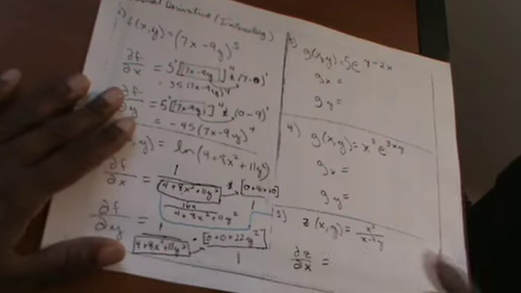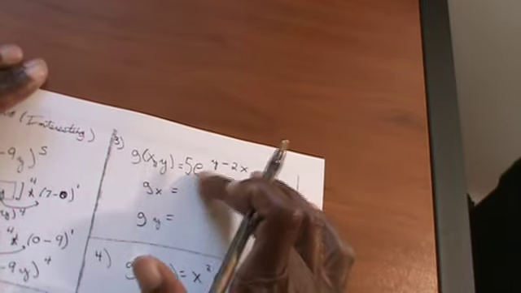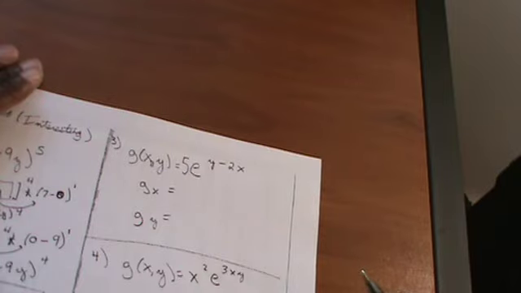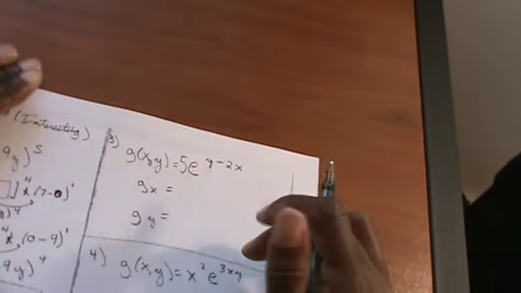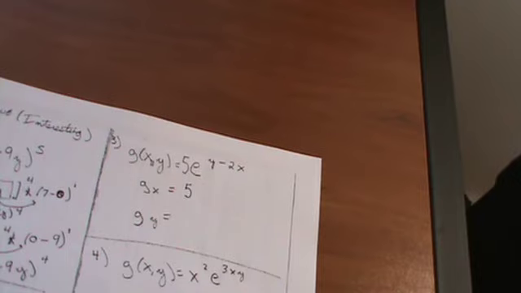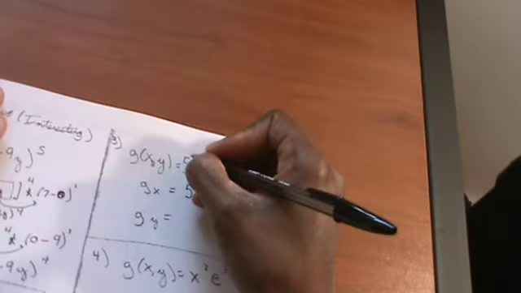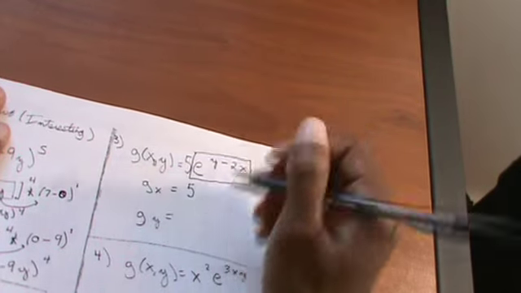All right, let's go to problem number 3. This is 5 times e raised to a power. Notice this is an exponential function because it's e to some variables. So when I take the derivative with respect to x, I'm going to pull out the 5, right? The 5 is just a constant. And so now I can focus on taking the derivative of the variable part.